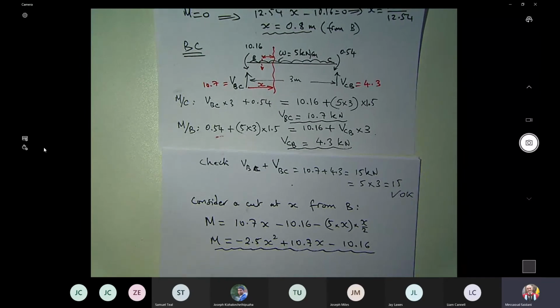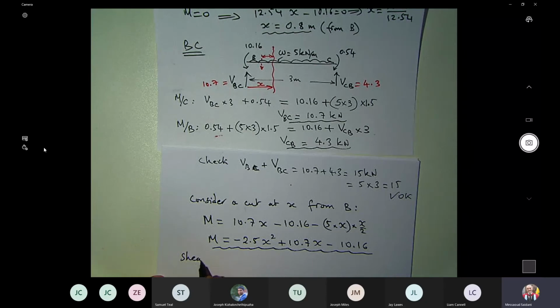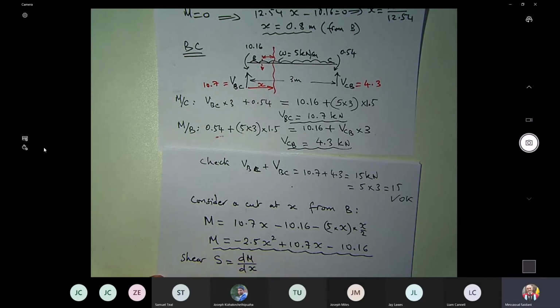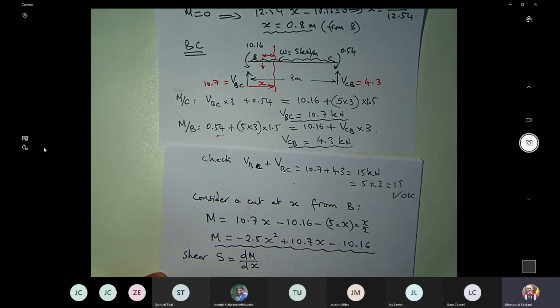So while we are at it, we've got M. So what's the shear? What's the shear equation? The shear is you differentiate, isn't it? Yeah. So what's the shear? Can you differentiate this for me? Well, you multiply by the power, isn't it?